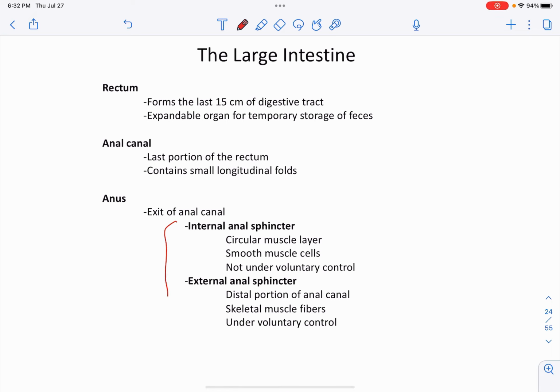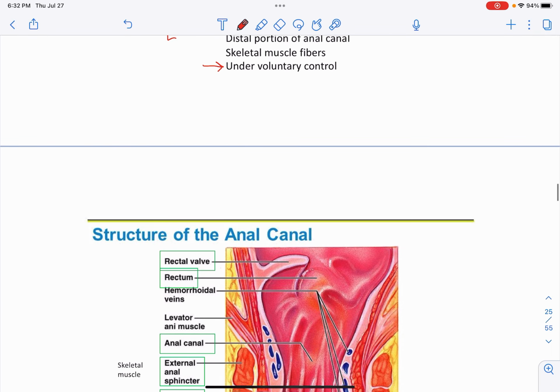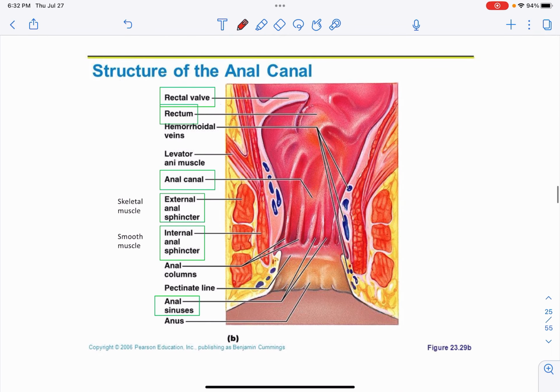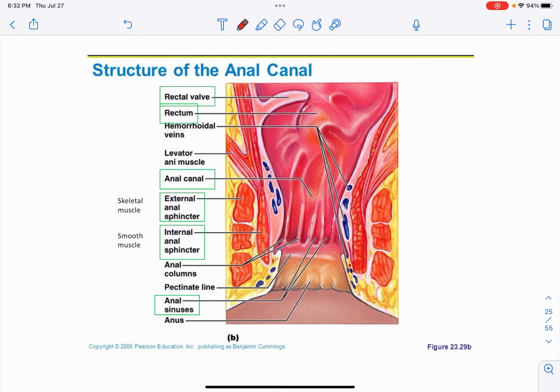There's two sphincters that are located there. One of them is not under voluntary control, so this is under control of the nervous system. And then one of the sphincters we do have control over, and this allows us to pass feces when ready. So let me show you a diagram of this. I don't believe we have any models of this in the lab.